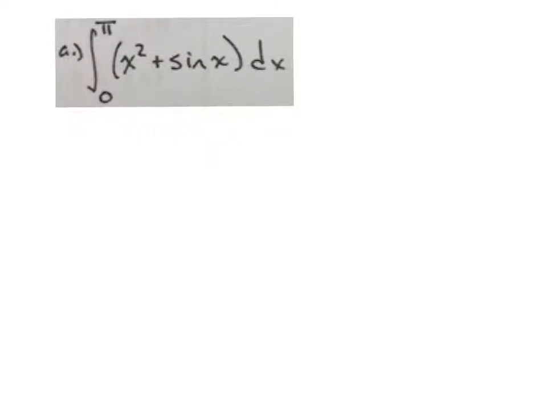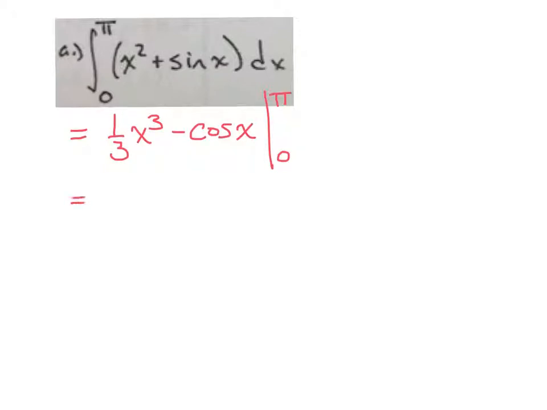If we want to find the definite integral of this, what we have to do first is integrate the integrand, this part. So we get 1/3 x to the third minus cosine of x. Then we're going to evaluate that from 0 to pi.